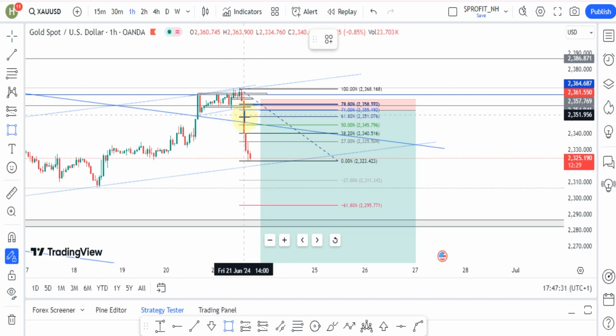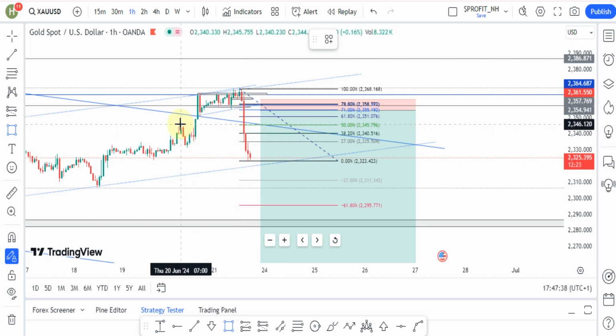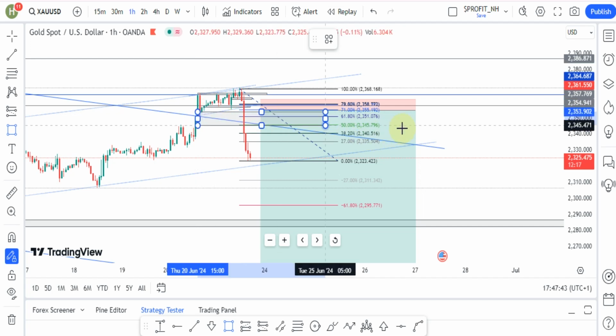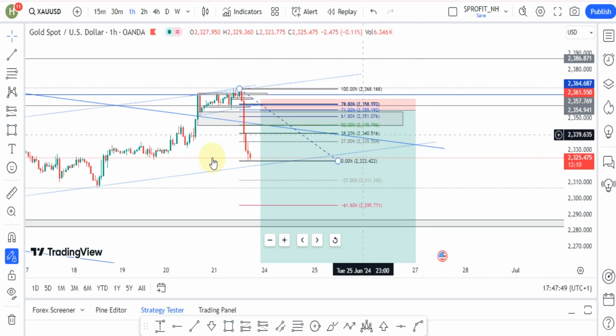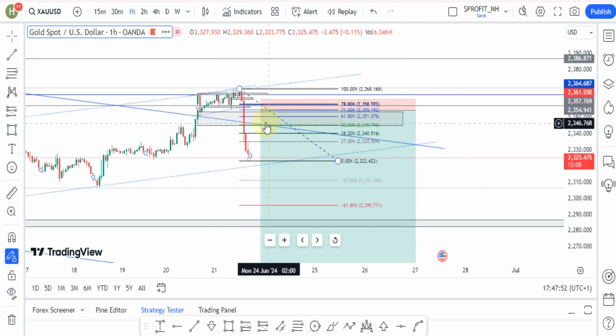So this is my 61-78 area. This is my 50-61 area at this point. We have a resistance zone at this point. This is the area that I'll be looking at to see how the market reacts around it. So if the market gives me a retracement to this area, I'll take my sell entry from this point.